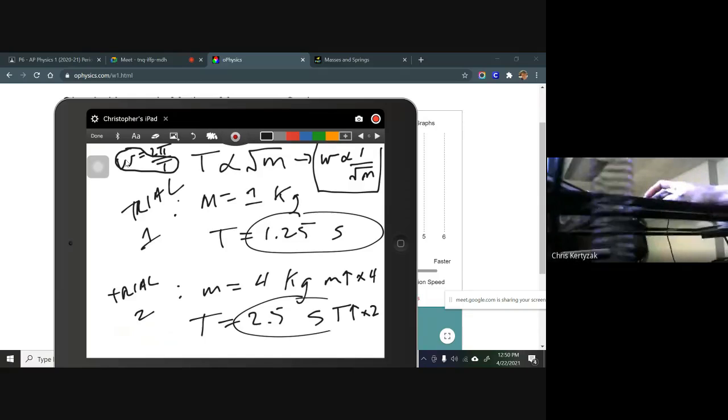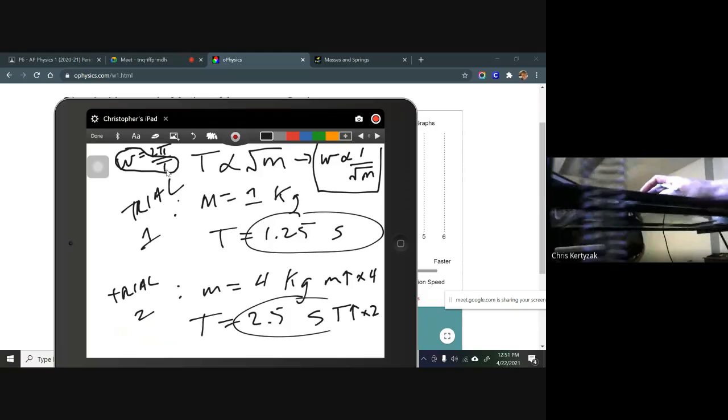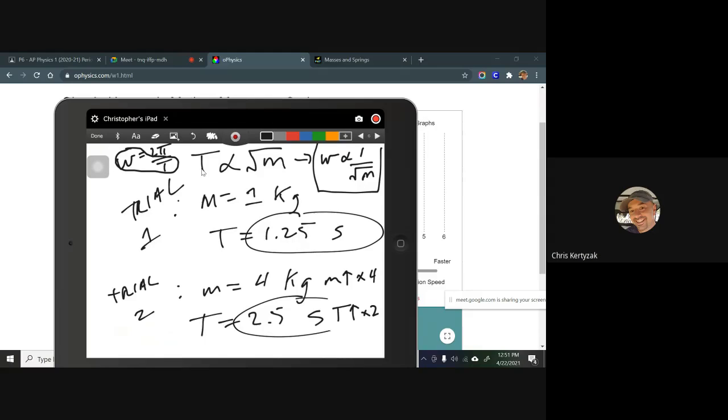Because I can technically take away my T and put 1 over omega here, since there's that inverse relationship that I just highlighted. And then if I reciprocate both sides of this, I get omega is proportional to 1 over the square root of mass, right? So that's one key thing to know. Omega is inversely proportional to the square root of the mass.